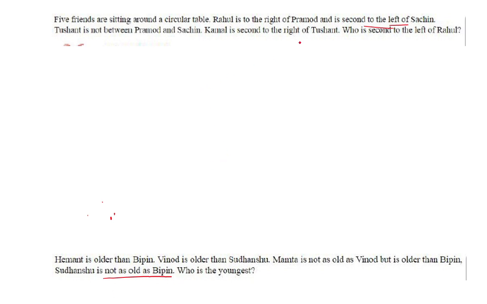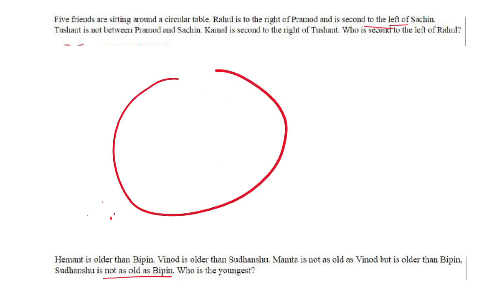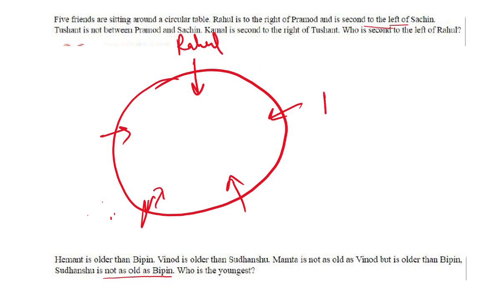Drawing again. Five friends are sitting around a circular table. Rahul is to the right of Pramod and is second to the left of Sachin. Rahul is second to the left of Sachin, not Pramod. That's why it was getting wrong. So second to the left of Sachin is Rahul.